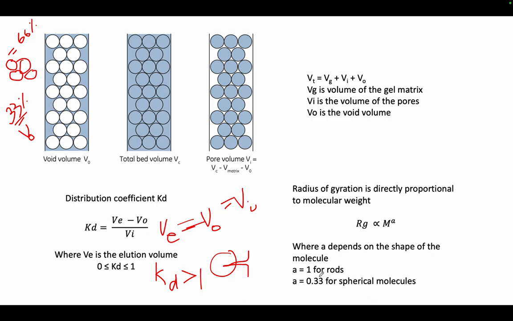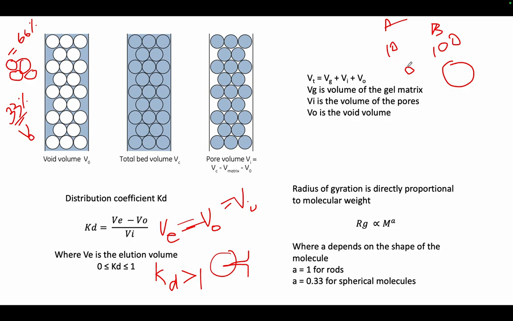Now, another thing we talked about is that we're separating based on the shape of the molecule. And obviously, the shape of the molecule is proportional to the size, right? So if I have two proteins A and B, and A has a molecular weight of 10 kDa and B has a molecular weight of 100 kDa, then obviously B is going to be bigger than A. So the size of the molecule is proportional to the molecular weight.